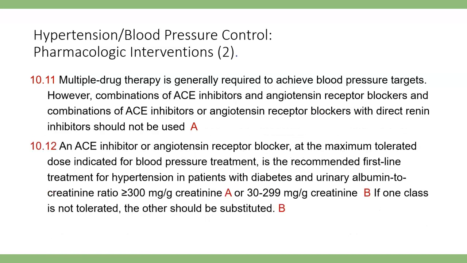Multiple drug therapy can be used, because remember, blood pressure medication works in different areas of your body. But remember, never combine an ACE inhibitor and ARB, because they're so closely related. And you don't want to put it with a direct renin inhibitor, because go back to the pathophysiology and how it is used and why it is used. An ACE inhibitor or an ARB at the maximum tolerated dose is recommended first line for hypertension with diabetes, or if they have macroalbuminuria greater than 300 or microalbuminuria.